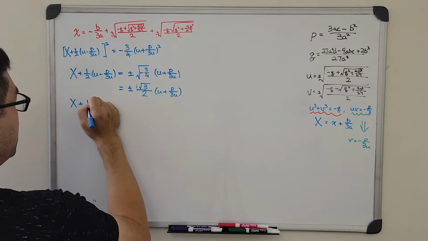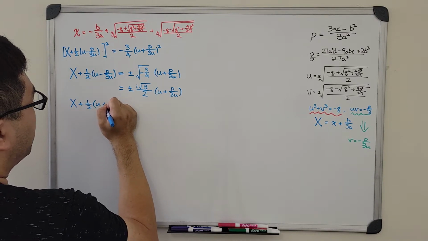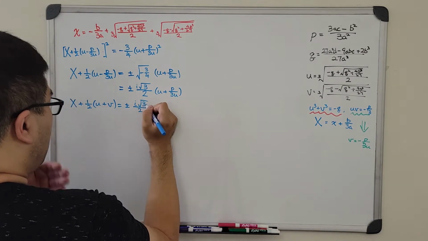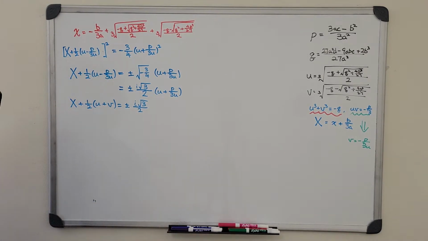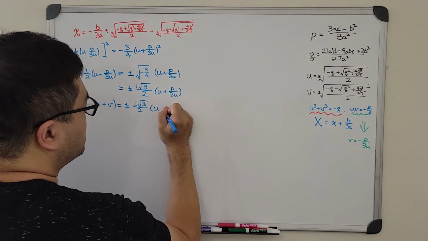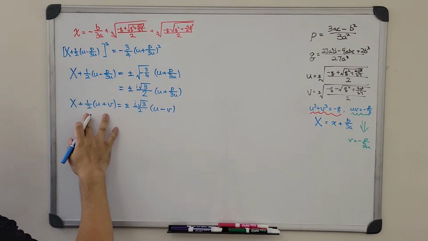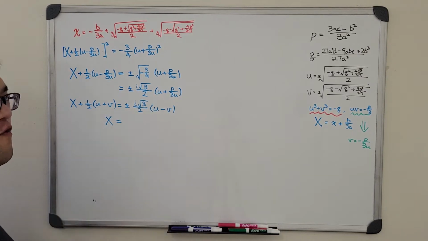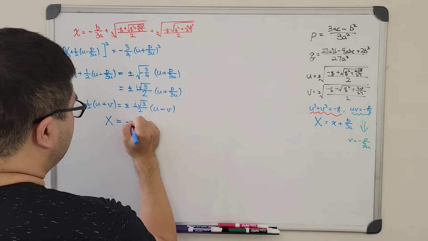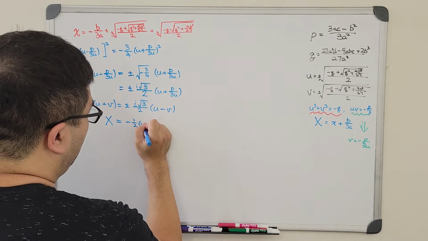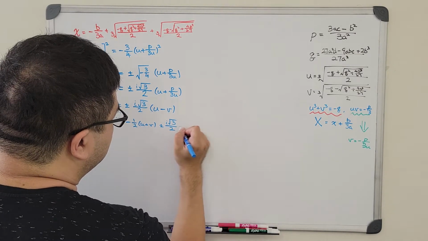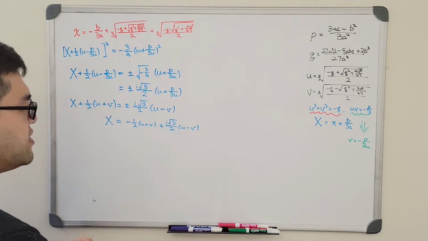We have x plus 1/2 of (u plus v) is equal to plus or minus i times radical 3 over 2 times the quantity (u minus v). So last but not least, we're going to move this term on the left hand side of the equation to the right hand side so that we can solve for capital X. So we get -1/2 of (u plus v) plus or minus i radical 3 over 2 times (u minus v).